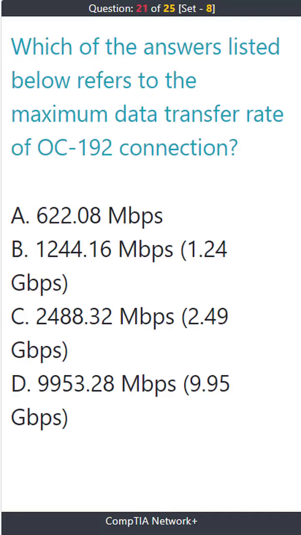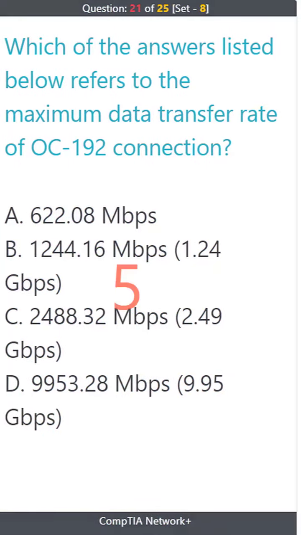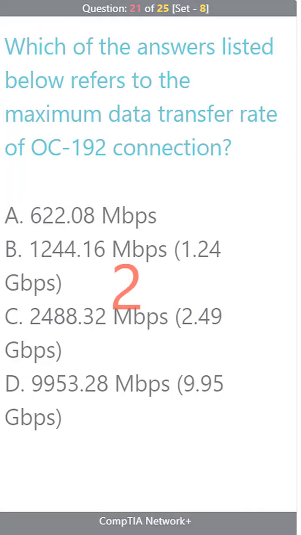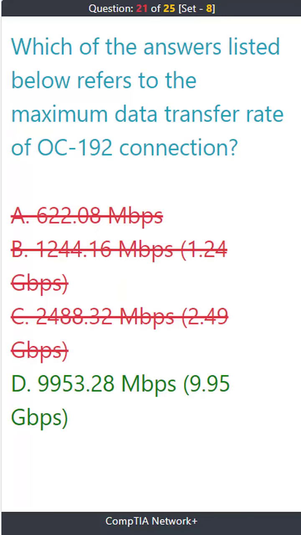Question 21. Which of the answers listed below refers to the maximum data transfer rate of OC192 connection? A. 622.08 Mbps. B. 1244.16 Mbps, 1.24 Gbps. C. 2488.32 Mbps, 2.49 Gbps. D. 9953.28 Mbps, 9.95 Gbps. The correct answer is D. 9953.28 Mbps, 9.95 Gbps.